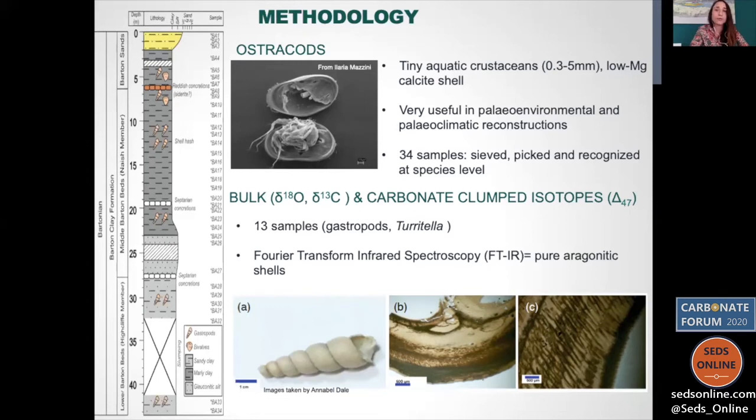However, because of their very small size, it's still quite challenging to use them for carbonate clumped-isotope. For this reason, we used gastropods from 13 samples. As the pictures show, they are very well preserved, and after FTIR spectroscopy analysis, we knew that they were pure aragonitic shells. It is quite uncommon to find such well preserved fossils in an Eocene sequence.